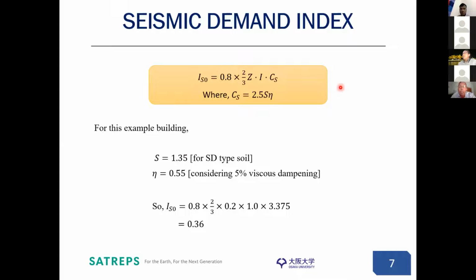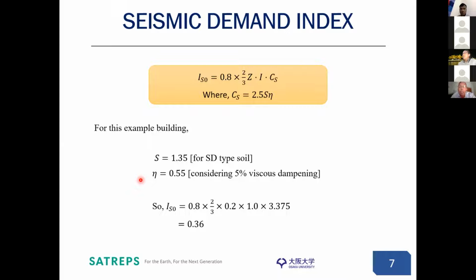So how do we determine the seismic demand index? It's found by this equation, as briefly introduced by Rafiqul San. And for this particular building, we didn't have the soil type data. So we considered the worst condition for Dhaka city, which is SD type.